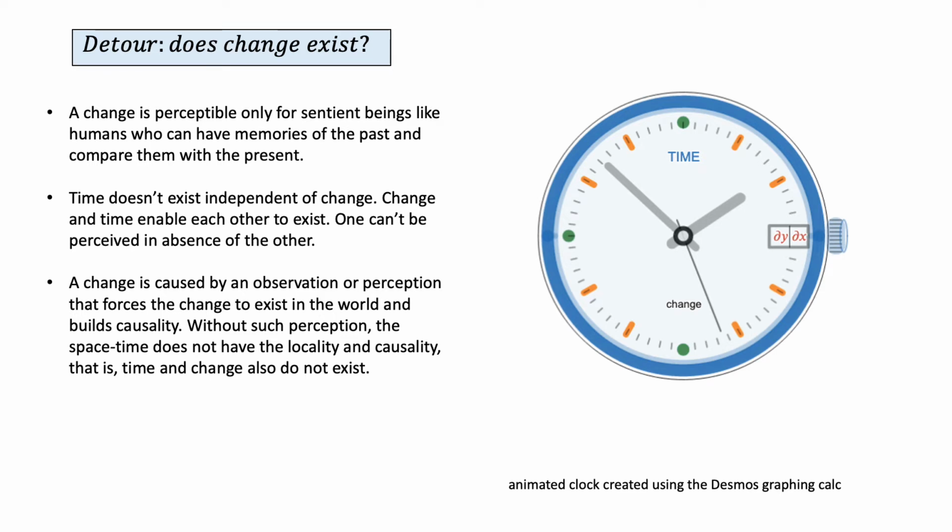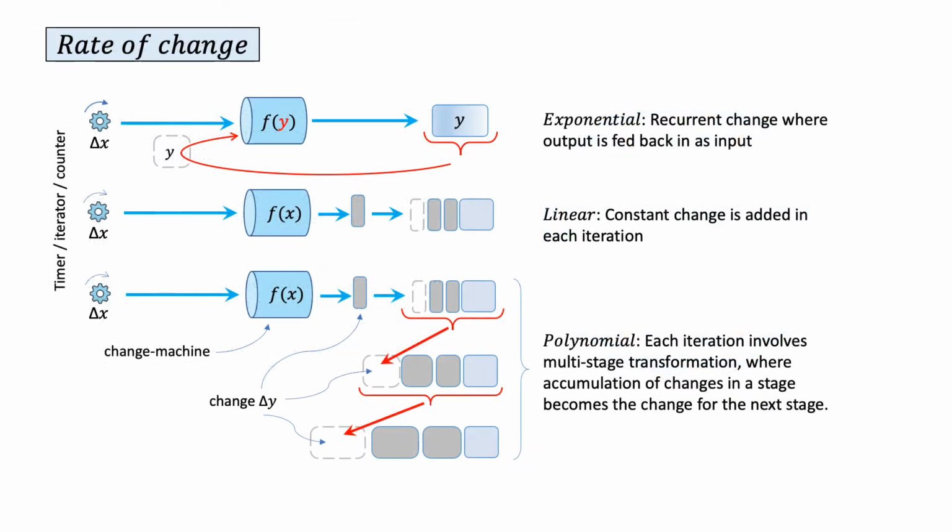A small detour here. So, how do we perceive a change? Well, it requires the ability to perceive the state of something at two different time instants or spatial locations, and then compare them to determine the magnitude of difference between the states. Also, we can confirm that time and change do not exist independent of each other because they define each other. Now let's look at some basic types of change.